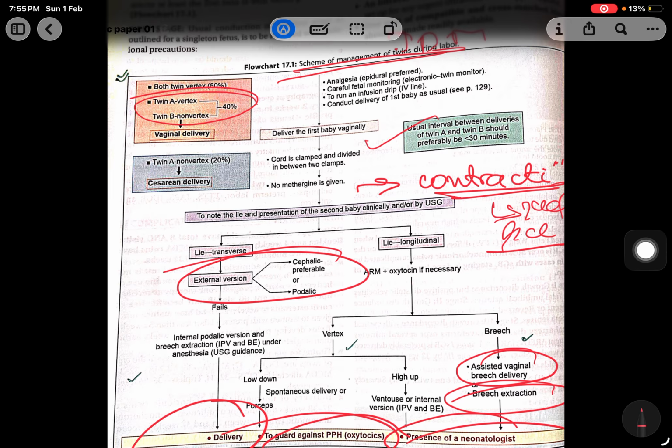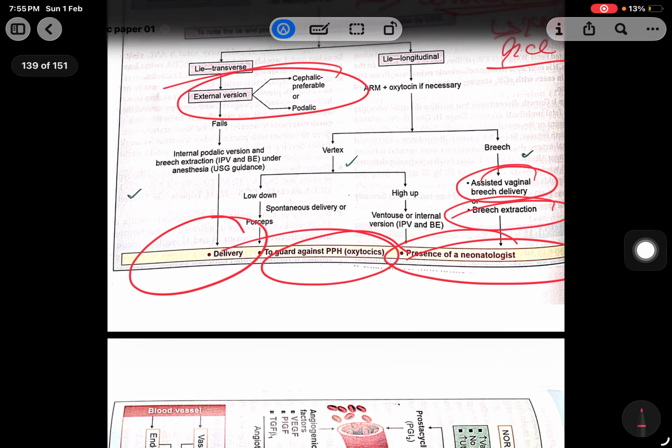And if the lie is transverse, try for ECV. If you fail, try for ICV. Then obviously you won't fail in ICV because you are doing it under general anesthesia, everything will be relaxed. You can pull the baby back and you can do the delivery.